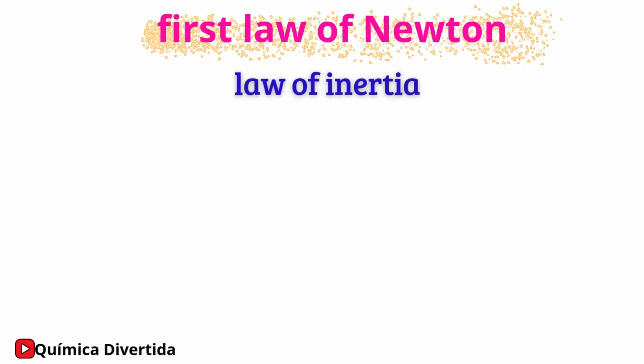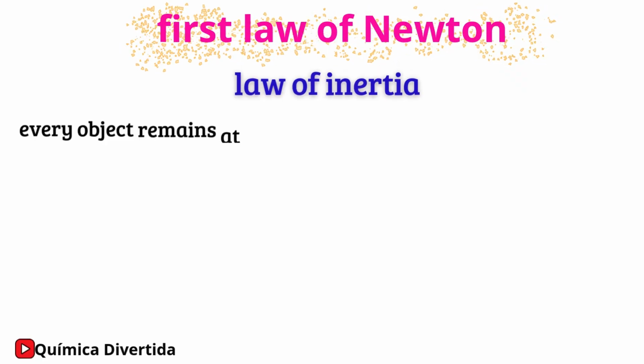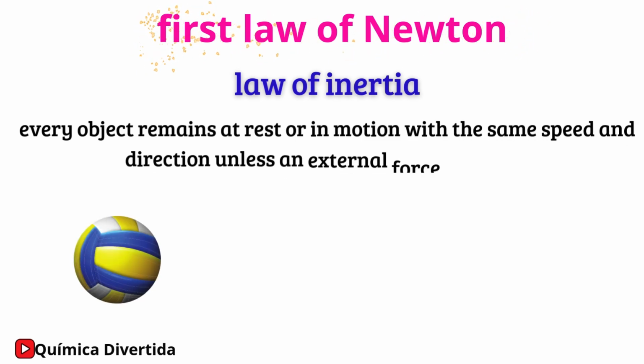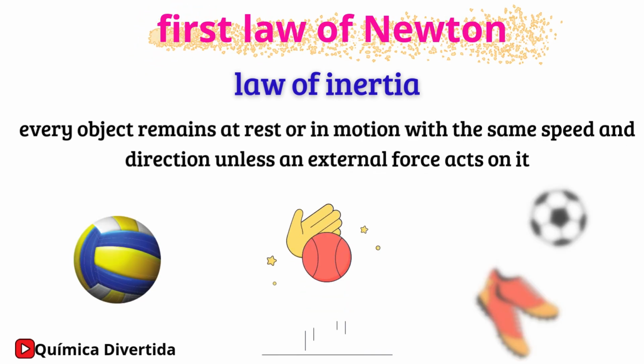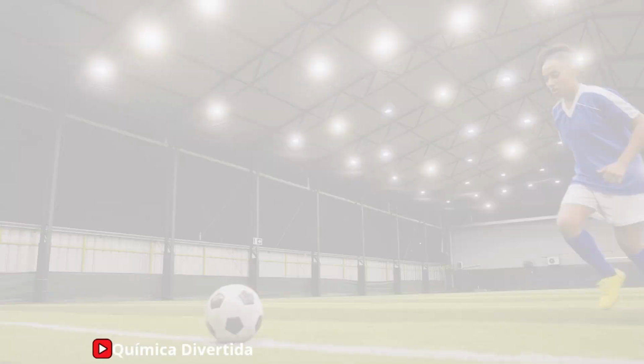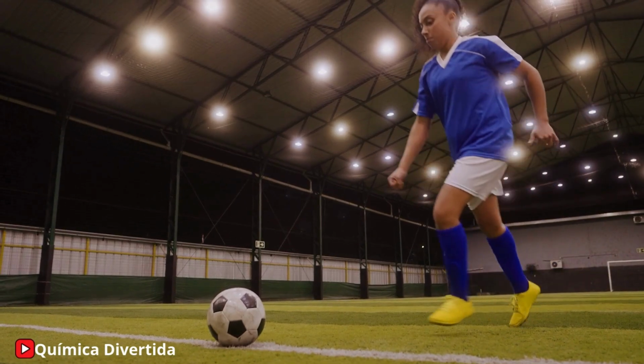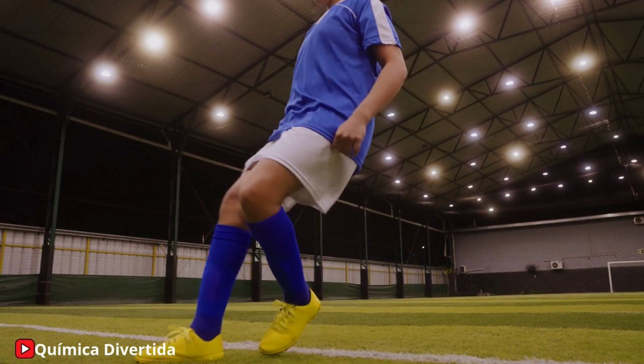The first law of Newton, also called the law of inertia, states that every object remains at rest or in motion with the same speed and direction unless an external force acts on it. If you leave a ball on the ground, it won't move by itself unless someone pushes or kicks it.